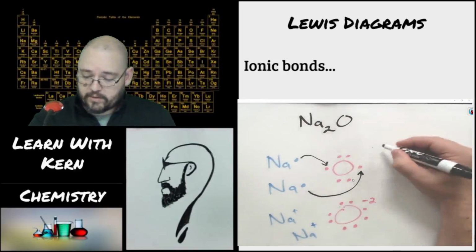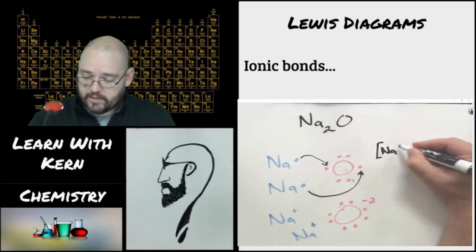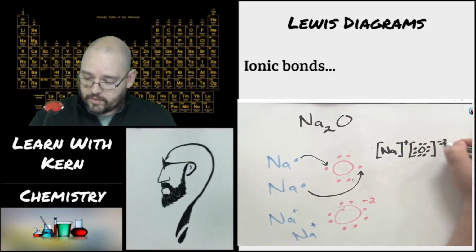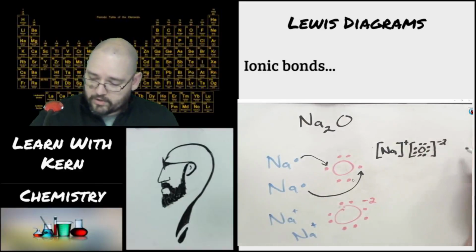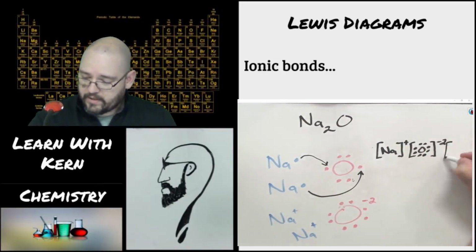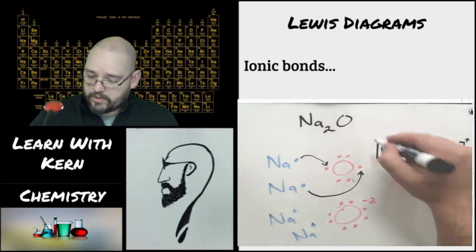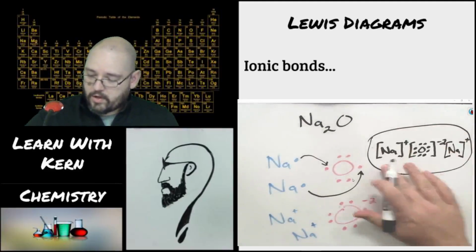So the way I'm going to write my Lewis diagram is I'm going to put brackets, and I have a sodium and it's got a plus charge, and then I'm going to have an oxygen with its 8 valence electrons, and it has a charge of -2, and then you're also going to have another sodium with a plus charge. So you'll notice that we alternated them.